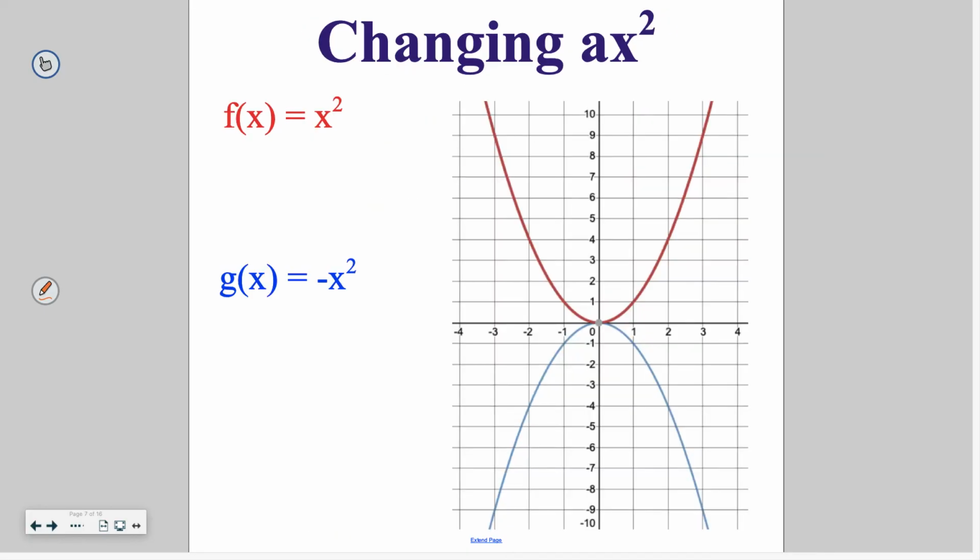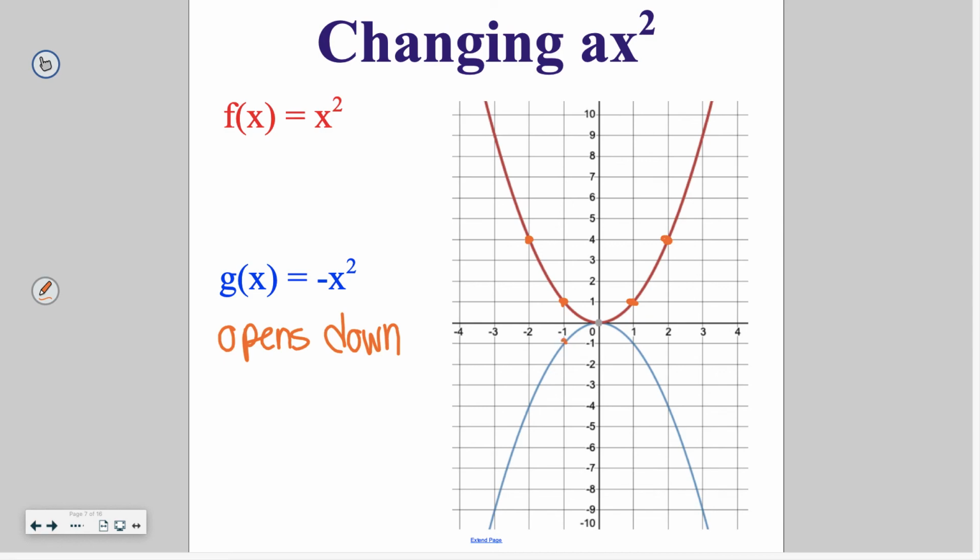Looking at another one, we have again that original red function, negative 1, 1, negative 2, 4, 1, 1, 2, 4. And now we have this new blue function, g of x is equal to negative x squared. Go ahead and take a minute to say how this one changes compared to that original red function. So in this case, the change is that instead of opening up, this new blue function opens down. So instead of our curve going up, our curve is going down.